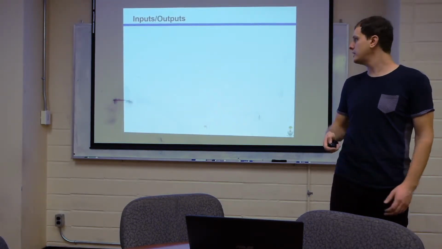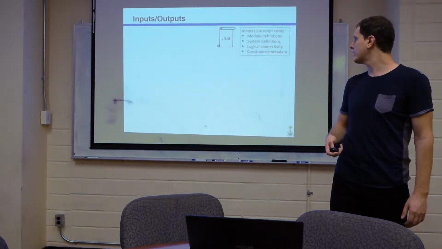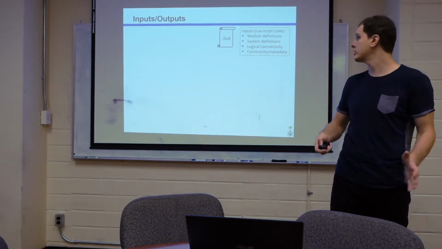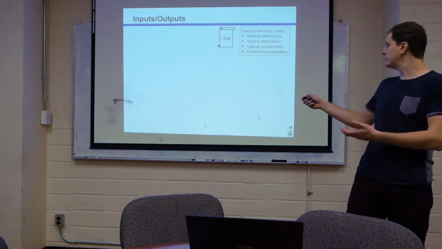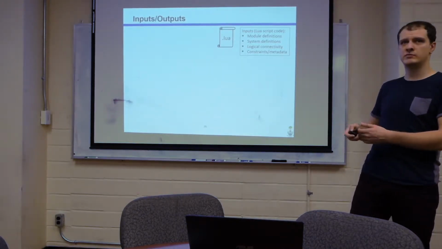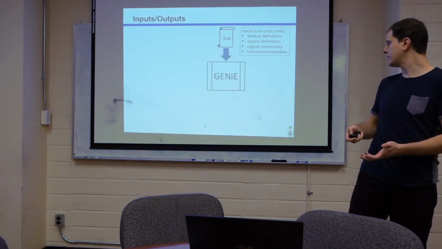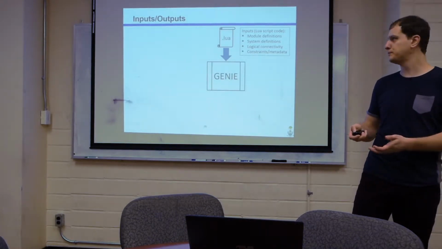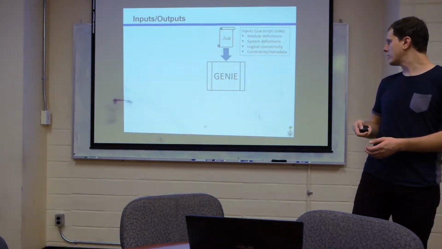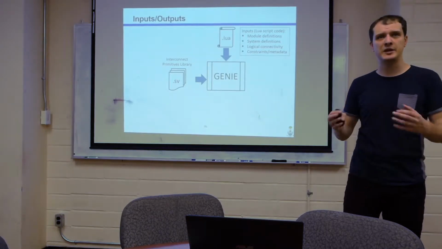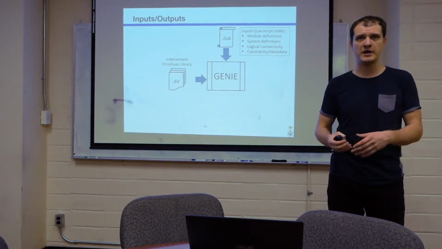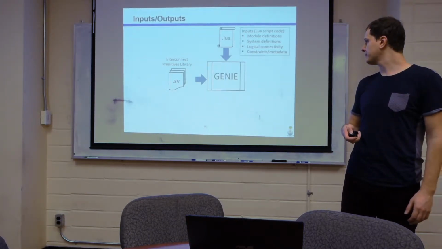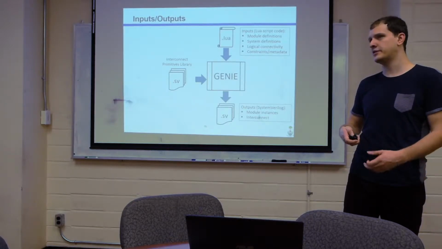Okay, so back to Genie and its inputs and outputs. This is a pictographic representation of what I showed before. You have a script written in Lua that has all the inputs I talked about, and it goes into the tool, which is an executable. Genie also maintains a database of a few interconnect primitives, which it has the Verilog for. And this outputs this system.